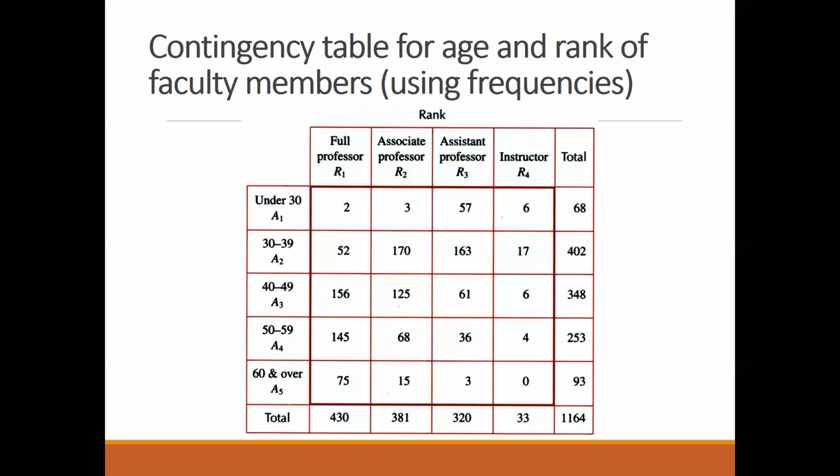In each column, you will find the last row here is giving you the total for the full professors, associate professors, assistant professors, and instructors. Similarly, for age also, they have given the total. And this is my final total. 1164 is my grand total. If you have taken down this, I'll go to the next slide.